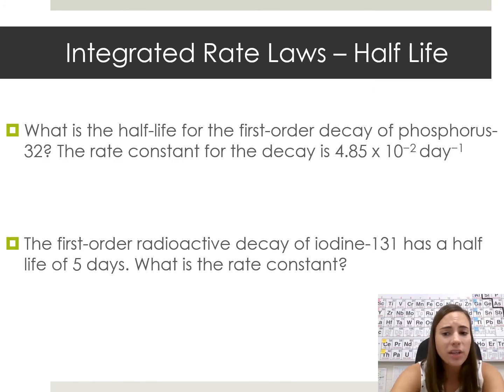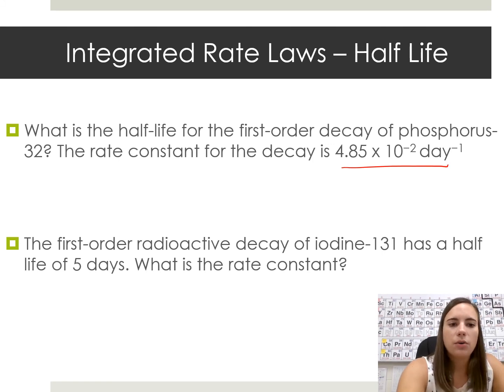Now, you are only given the half-life equation on your reference sheet for first order. So typically on a test question, you're only going to have to do half-lives with first order. Okay? So this first question: what is the half-life for the first order decay of phosphorus 32? They give me the rate constant. So I look at my equation.